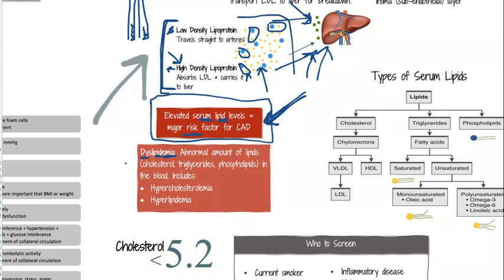So dyslipidemia, again, is an abnormal amount of lipids in your blood, and we'll talk about the different kinds of lipids in a minute. So hypercholesterolemia is too much cholesterol in the blood, or hyperlipidemia, which is too much lipid or lipoprotein, usually LDL, in the blood. Again, these are types of dyslipidemia, okay?